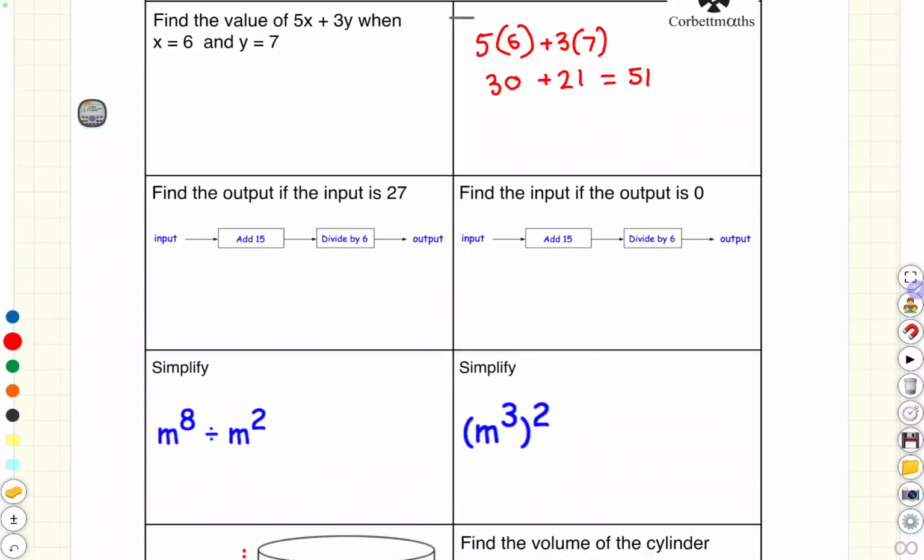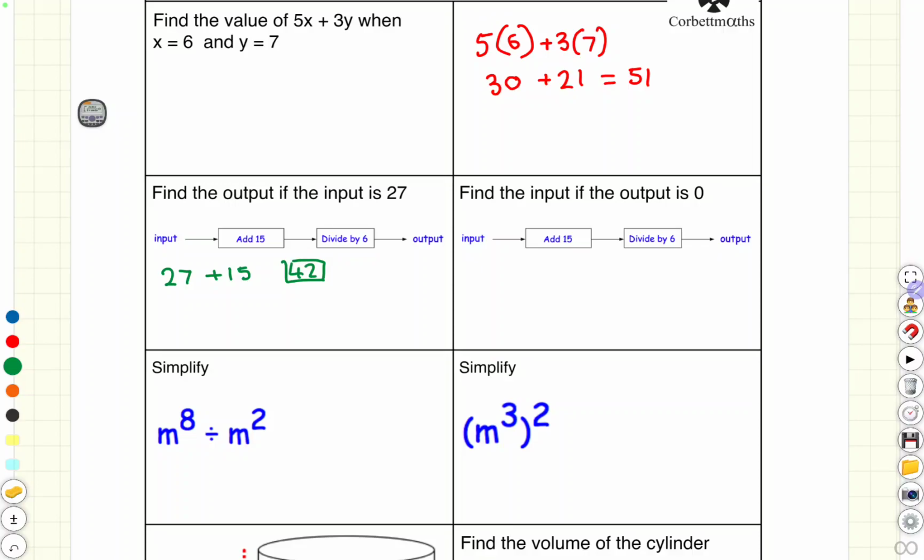Question number 2, there are 2 parts to this. Find the output if the input is 27. So let's just put that number into the machine. So we've got 27, add 15. And at that stage there, we're going to get 42. So I've got 42 at this stage. And then divide by 6.